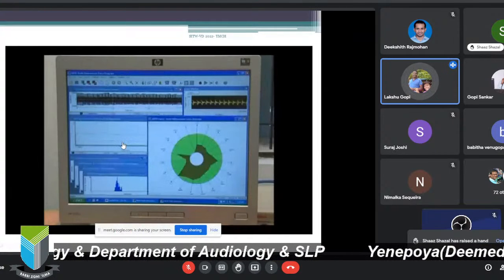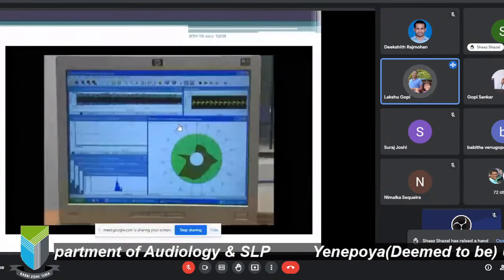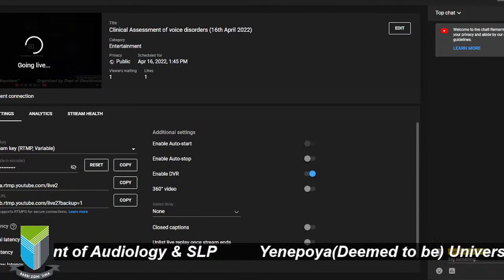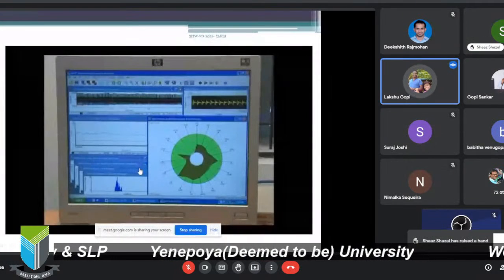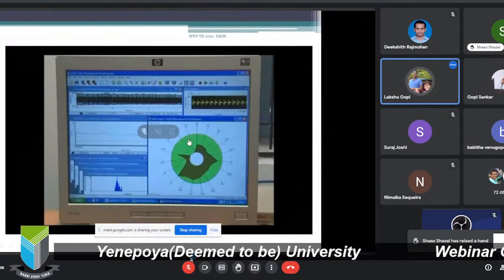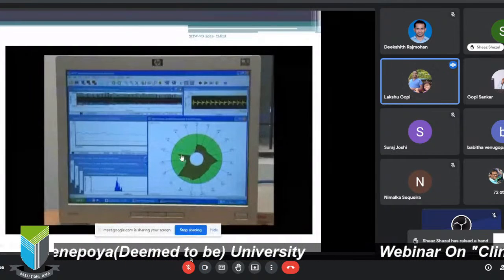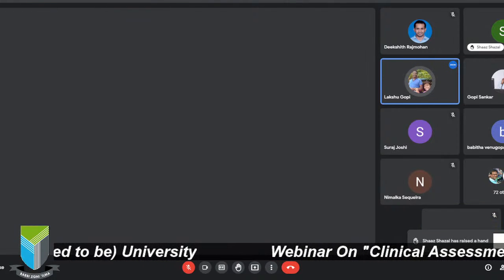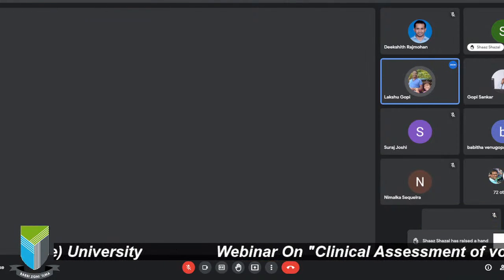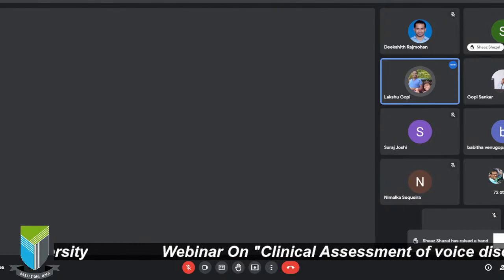On a graphical representation, this graphical representation on 33 parameters we do it. So in the graphical representation, you see a green circle and you see red color values. Those red color values are the values of the patient, and the green color values are the normative data.